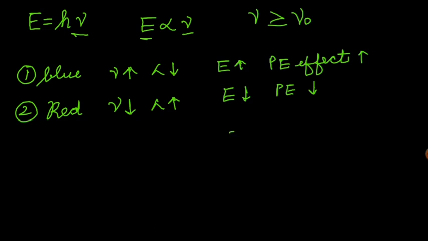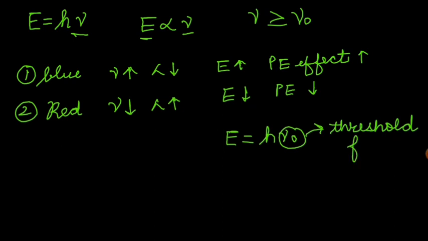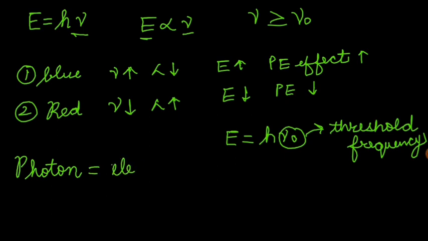So when we write the modified form of the equation, we get E equals h nu naught, where nu naught is the threshold frequency. Means if we are getting this much threshold frequency, then we are able to emit the electron. So we can say that the photon, which comprises the intensity of radiation, is equal to the electron.